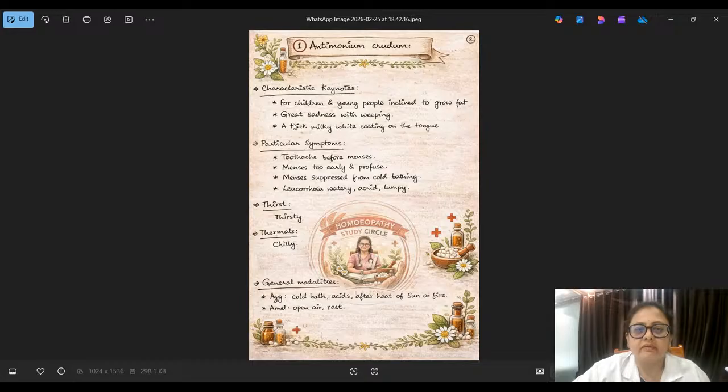You can see here: children and young people inclined to grow fat. So, precocious puberty. Puberty is said to be precocious if there is development of secondary sexual characters before the age of 8 years, or if the girl attains menarche before the age of 10 years. So a mother would come to you saying that she has already had menarche at a very young age, and she may have some problems. So in precocious puberty, how do you apply Antim crude?